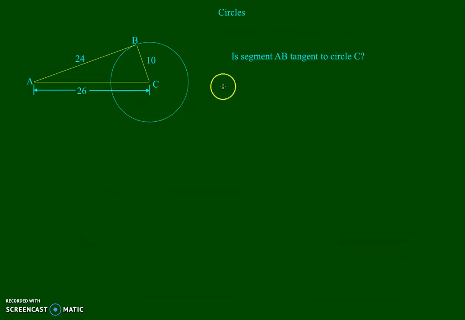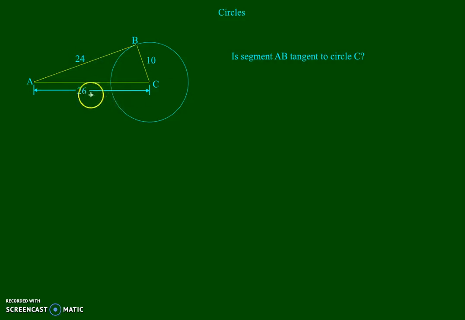In this problem, we're asked, is segment AB tangent to circle C? In order for AB to be tangent to circle C, based on the tangent line to a circle theorem, BC must be perpendicular to AB. That has to be a right angle. Therefore, this has to be the hypotenuse of a right triangle. Therefore, these sides must match the Pythagorean theorem. And if you look closely, you can see that this is a 5, 12, 13 right triangle. So yes, in fact, this is a right triangle because this is a Pythagorean triple.